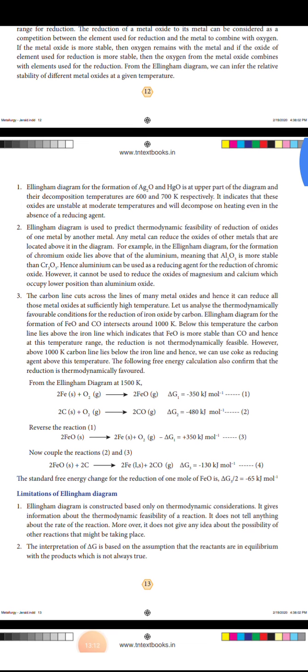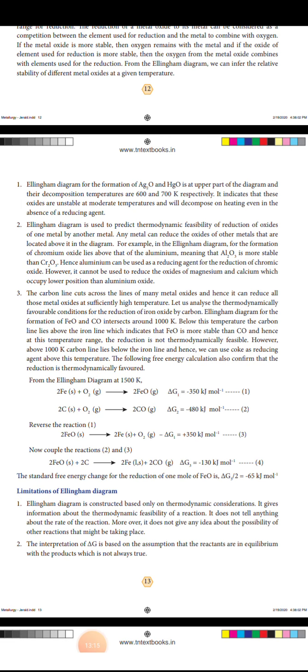Limitations of the Ellingham diagram. The Ellingham diagram is constructed based only on thermodynamic considerations. It gives information about the thermodynamic feasibility of a reaction. It does not tell anything about the rate of the reaction. Moreover, it does not give any idea about the possibility of other reactions that might be taking place. The interpretation of ΔG is based on the assumption that the reactants are in equilibrium with the products, which is not always true.